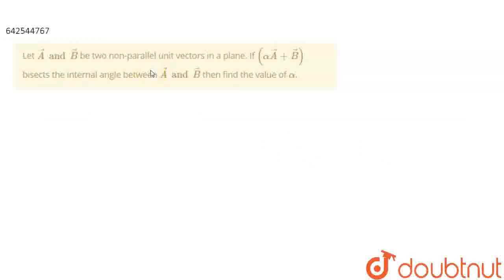So here we have the question which says: let A vector and B vector be two non-parallel unit vectors. So by this statement we are getting that mod of A and mod of B will be the same, and going forward, if alpha A vector plus B vector bisects the internal angle between A vector and B vector, then we have to find the value of alpha.